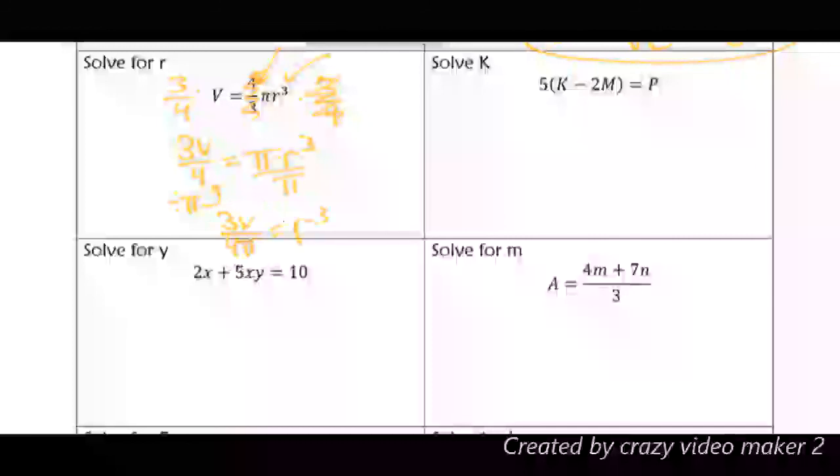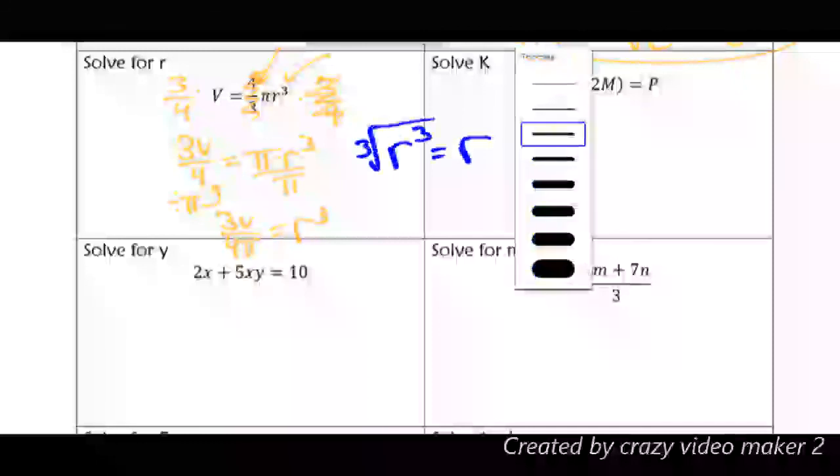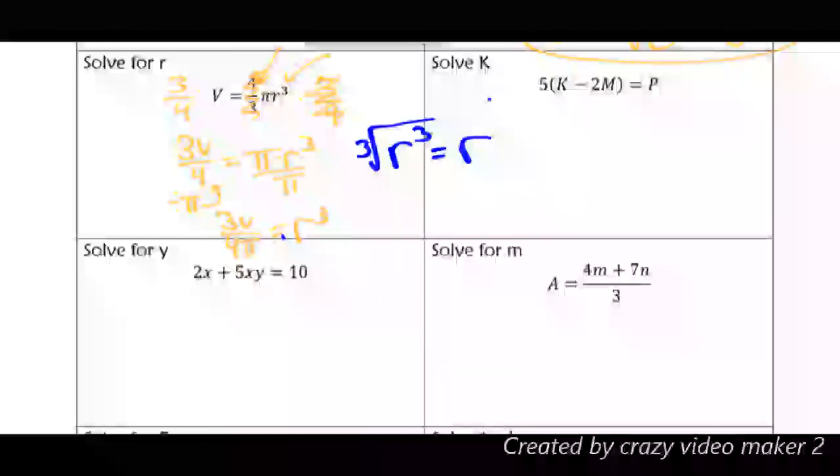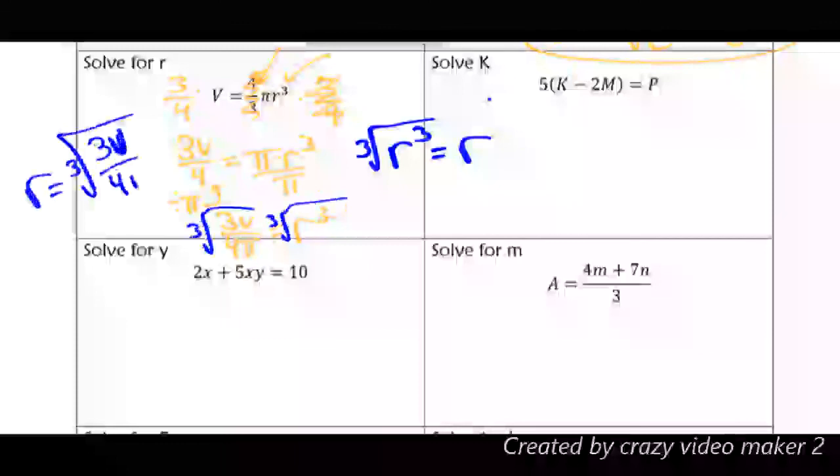I'm going to finish this the same way I just finished the Pythagorean theorem one. I want to do the opposite of cubing something. The cube root will cancel out cubing something. Those are opposite inverse operations, so they just cancel out, leaves me with just r, which is exactly what I want. I'm going to do the cube root on that side, and the cube root on this side also. That leaves me with r equals the cube root of 3v over 4 pi. That's probably the trickiest example you'll see.